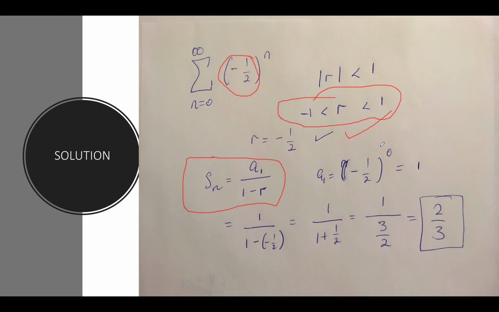And then again, all you need to know is the first element. How do you get the first element? Well, n starts from 0. Plug in 0, you get 1. So that's the first element. We know r, plug it in. So when r is negative half, when you put negative half here, it becomes 1 plus half, which is 3/2. You flip it, and you get 2/3.